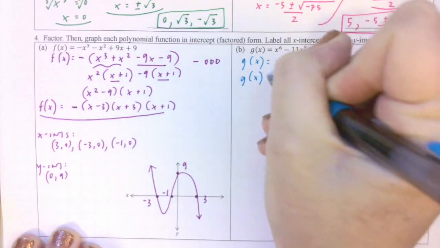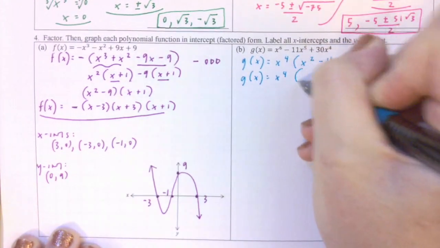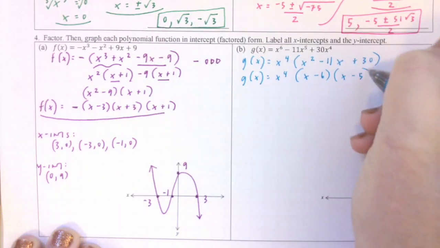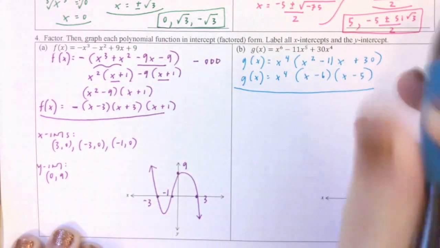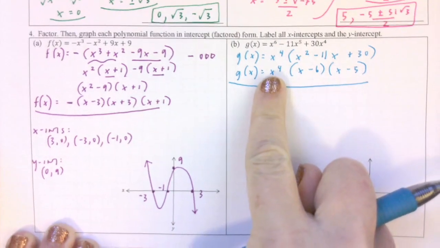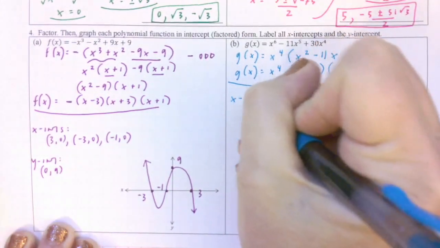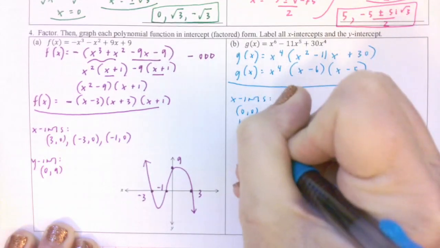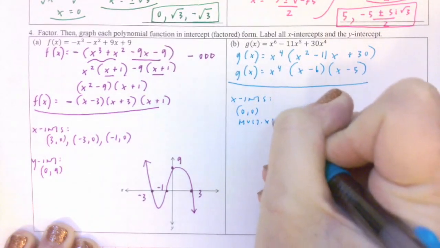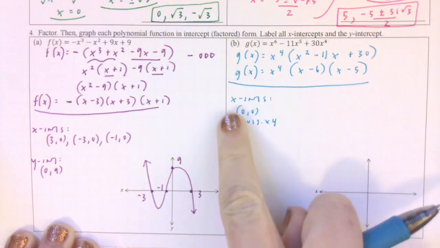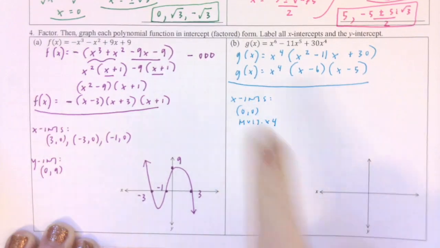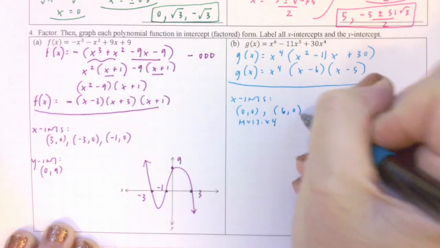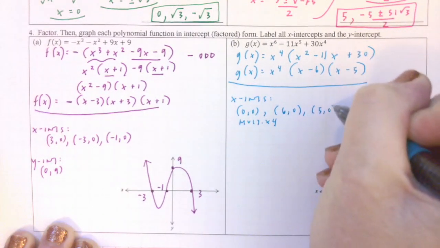So here g of x equals x to the 4th, then x minus 6, and x minus 5. Okay, fully factored, but here I'm going to have a multiplicity of 4. So my x-intercepts: the origin, right, again multiplicity of 4 just means it's going to bounce there and be a little bit wider than it would have been if it was x squared. Then 6, 0, and 5, 0.